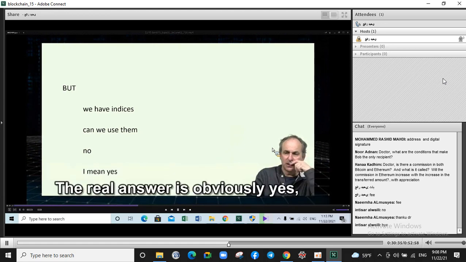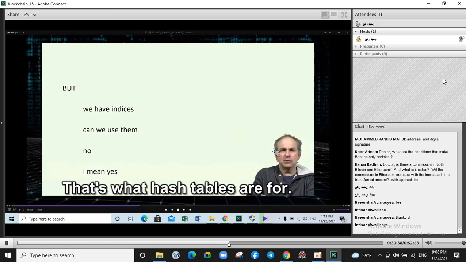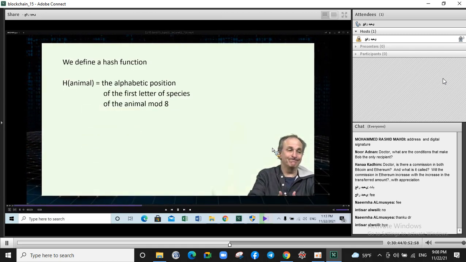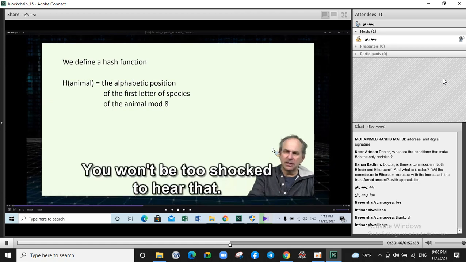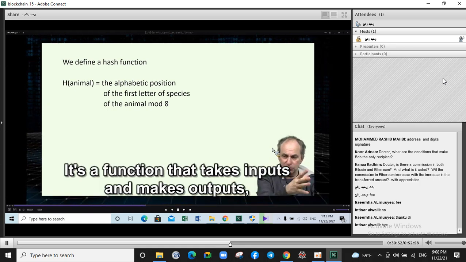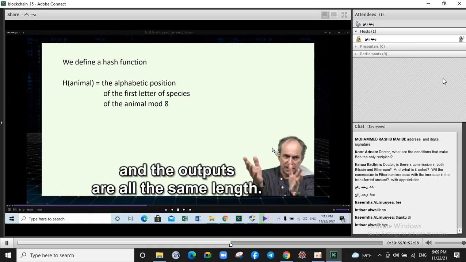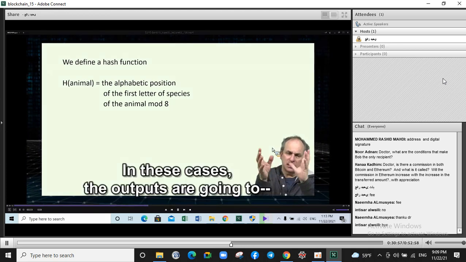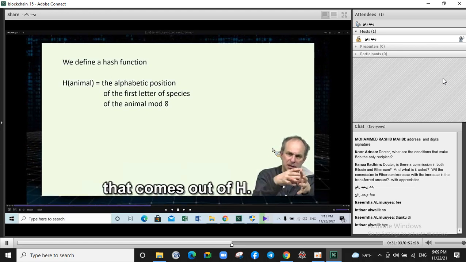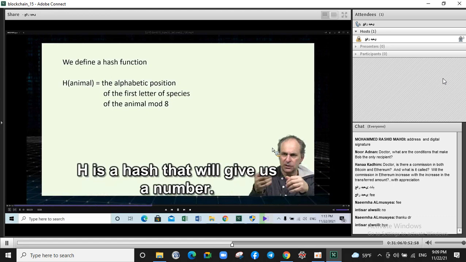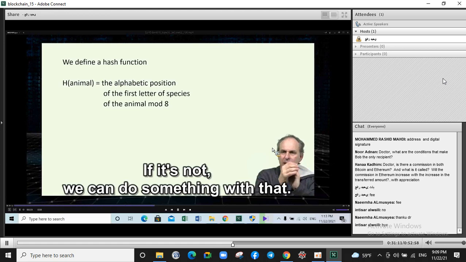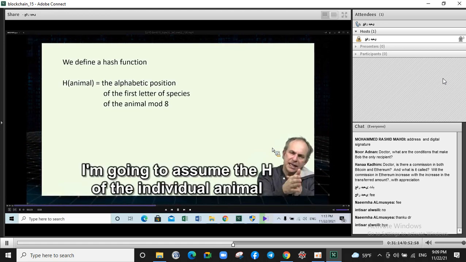So what we do is we define a hash function. You won't be too shocked to hear that. Who remembers what a hash function is? It's a function that takes inputs and makes outputs, and the outputs are all the same length. In these cases, what we're interested in is the number that comes out of h. So h is a hash function that will give us a number. I'm going to assume that h of the individual animal is going to be a number, and I'm actually defining a particular hash function here.